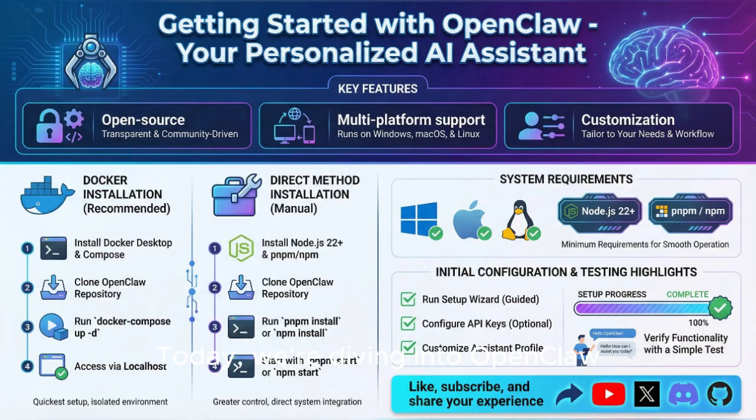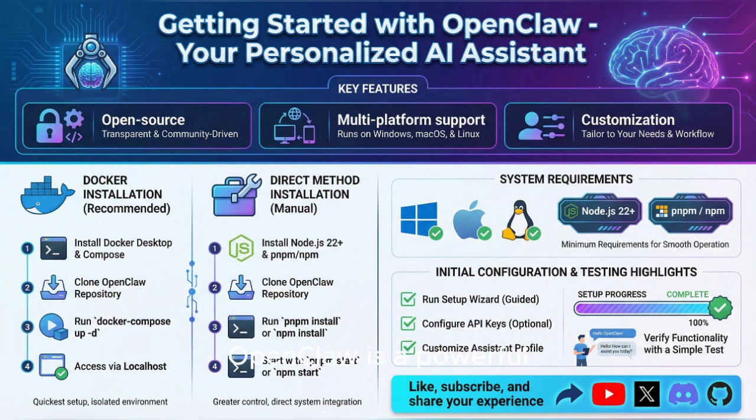Today we're diving into OpenClaw, an innovative open-source AI assistant that takes productivity to a new level. Want to automate tasks, manage your calendar, or send messages right from apps like WhatsApp or Telegram? OpenClaw has you covered. So, what is it?